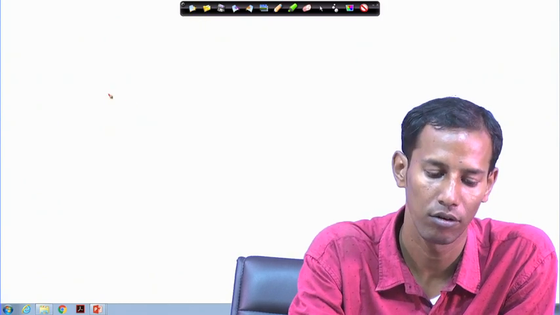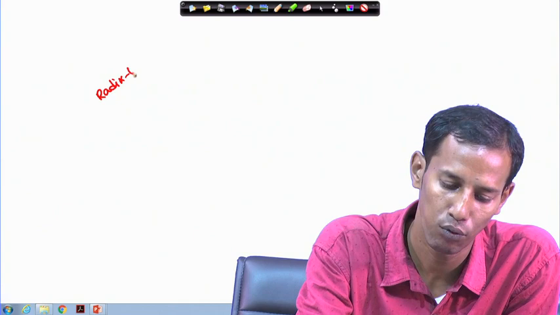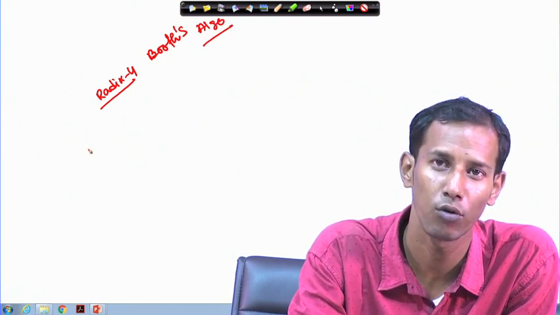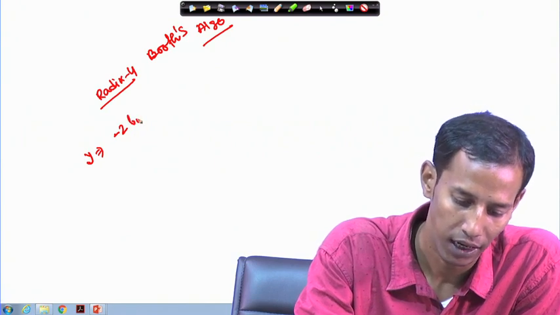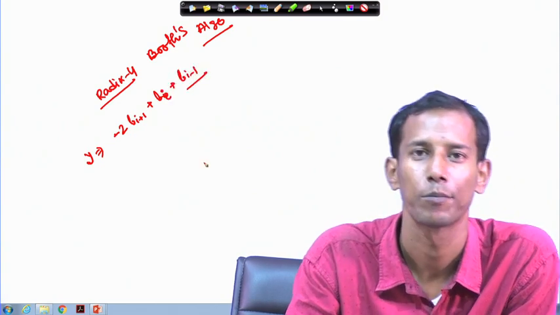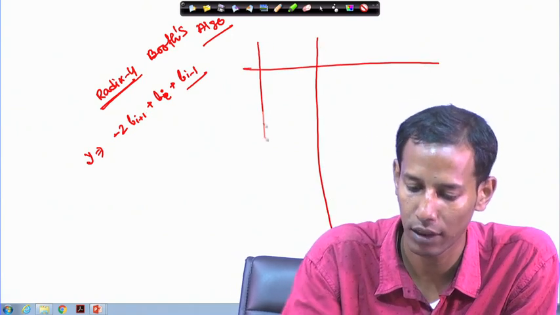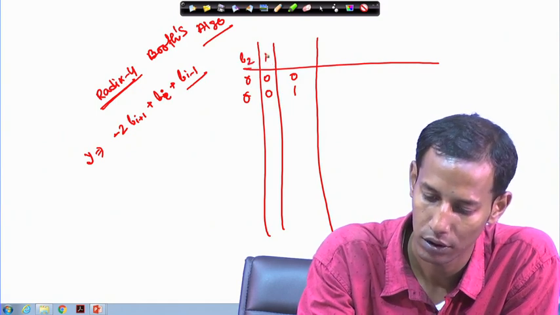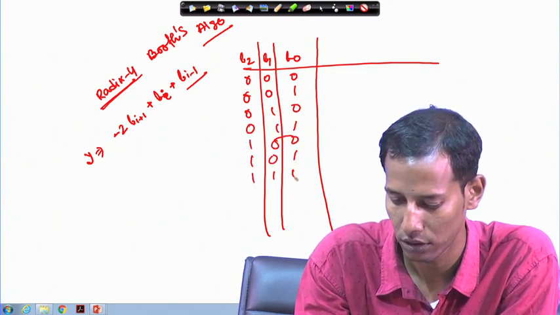Based on this particular equation, if I choose the Radix-4 Booth's algorithm, the corresponding recoding bit is selected as -2 into b(i+1) plus b(i) plus b(i-1). So, this is for Radix-4, and I will get 3-bit combinations: b2, b1, b0 as 000, 001, 010, 011, 100, 101, 110 and 111.